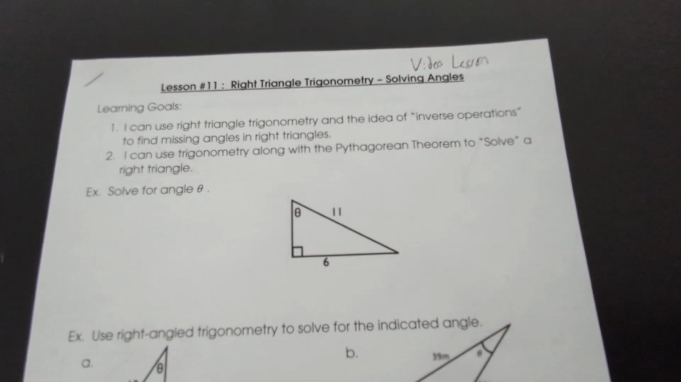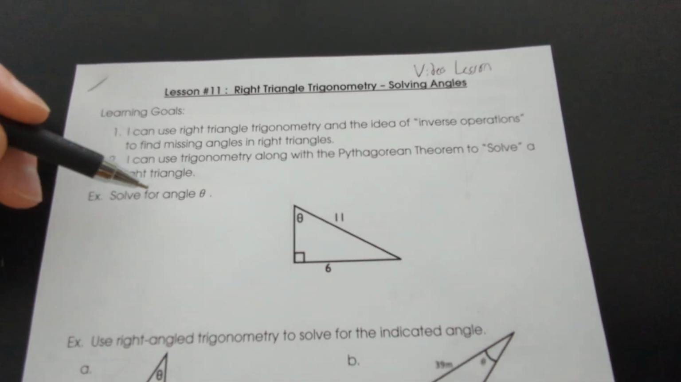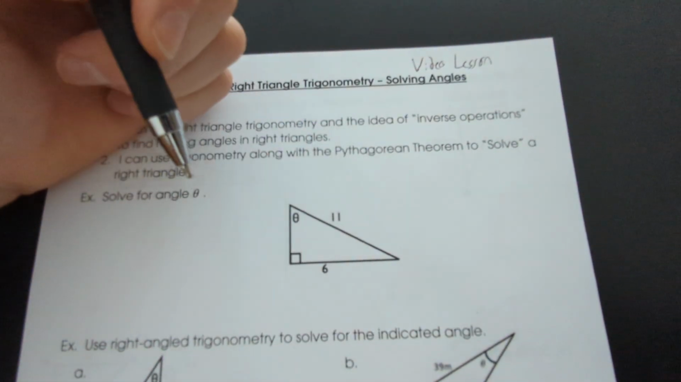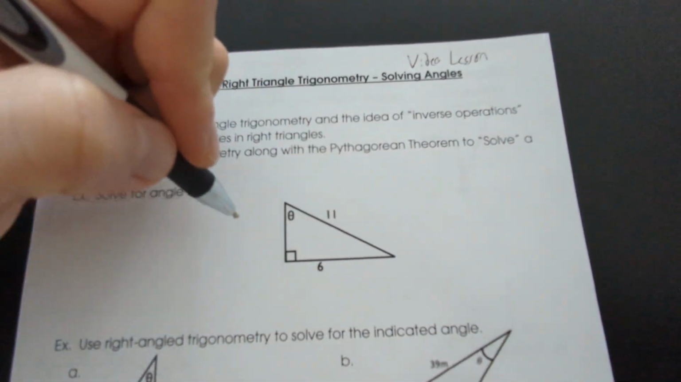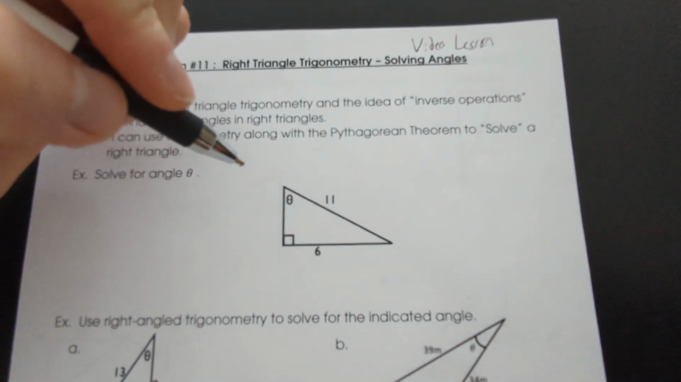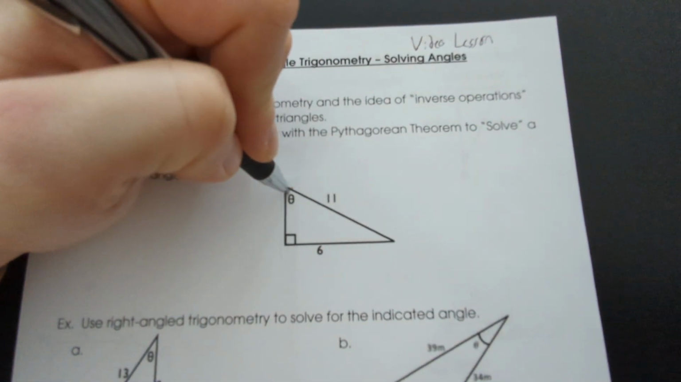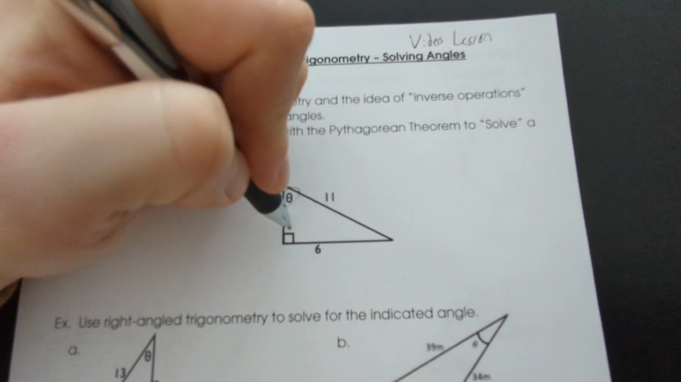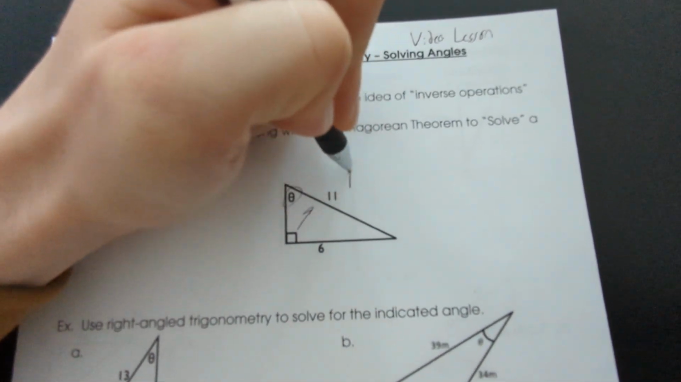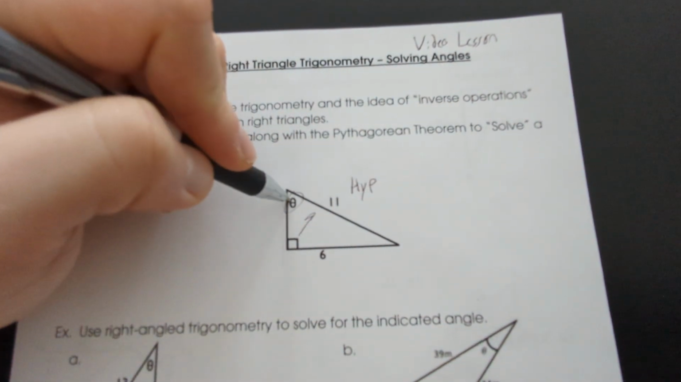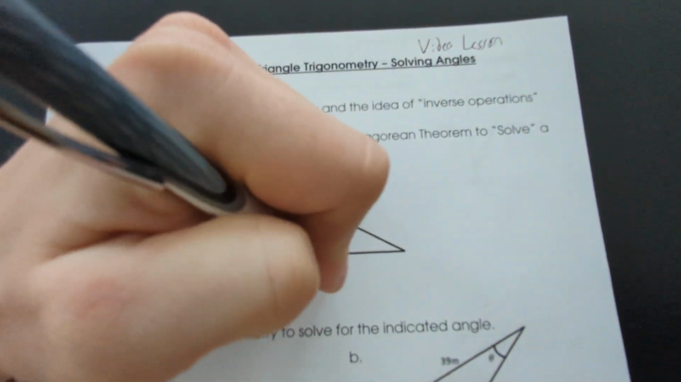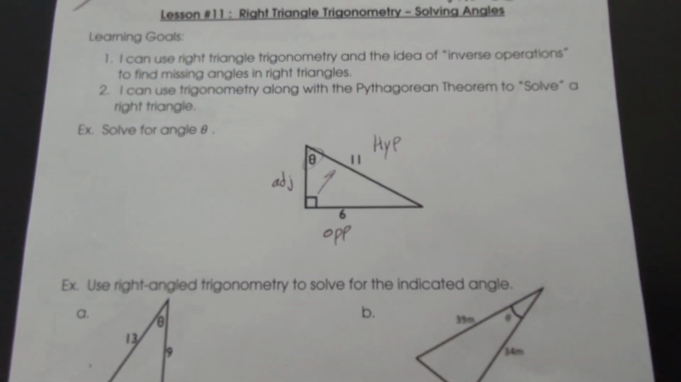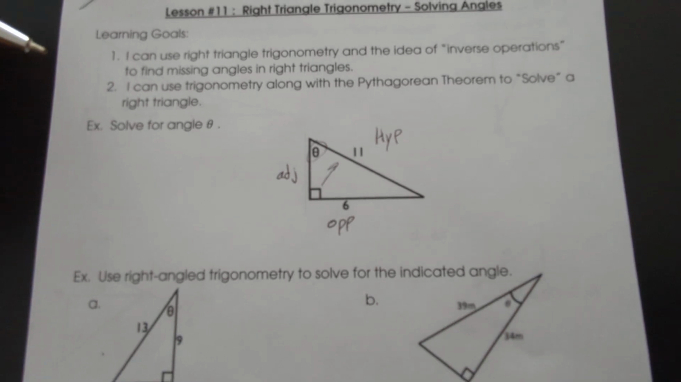Okay, so our first example says, solve for angle theta. We know two sides. Like I said, always when you're doing a triangle like this, you want to label your sides first, based on the angle you're looking for. First of all, across from the right angle is your hypotenuse. Across from the angle you're looking for is opposite, and your last side is adjacent. Now we pick which ratio to use.